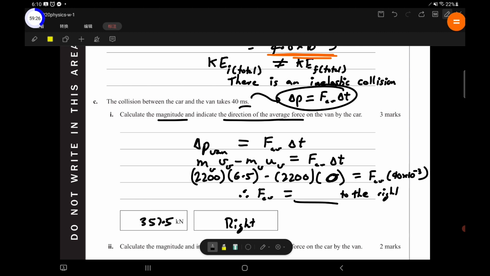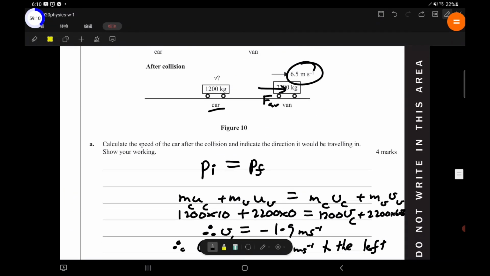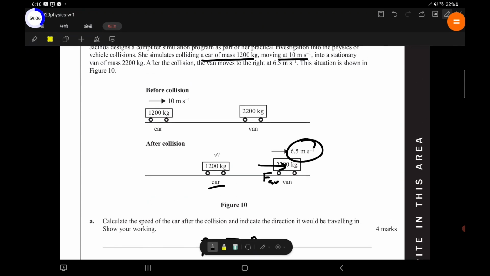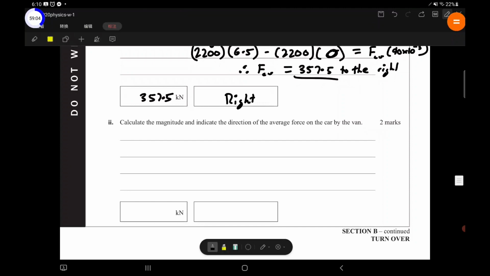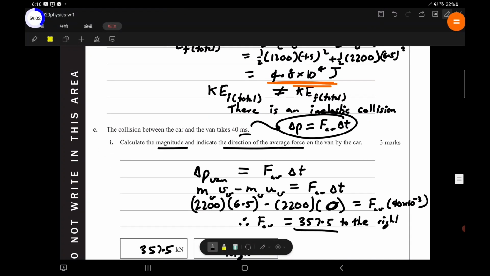All right, so the force exerted on our van is 357.5 kilonewton. By the way, the reason I quickly realized that I made a mistake was the fact that the kinetic energy and the momentum of the van is 0 initially, so it doesn't make any sense for me to get a value for the momentum of the van initially. That's why I knew I made a mistake.